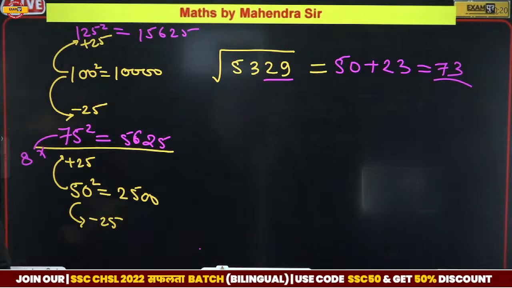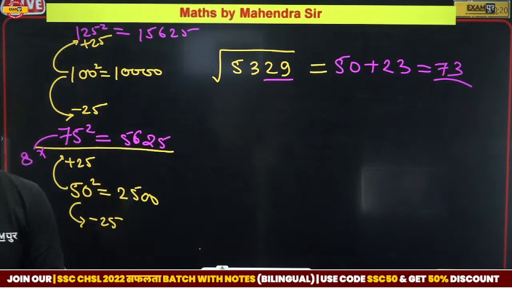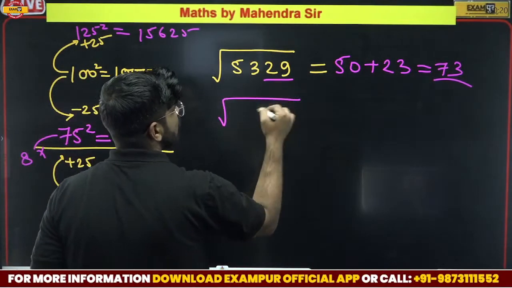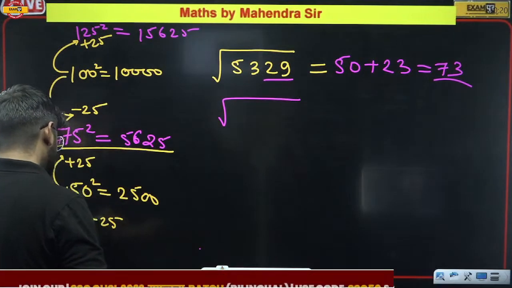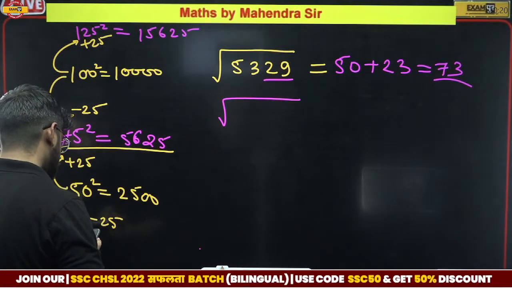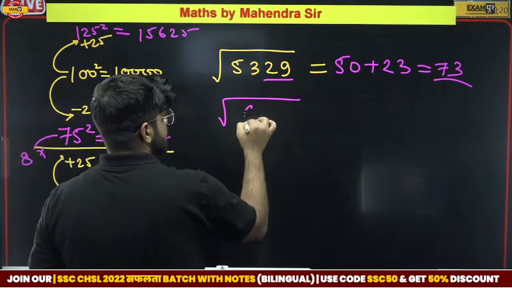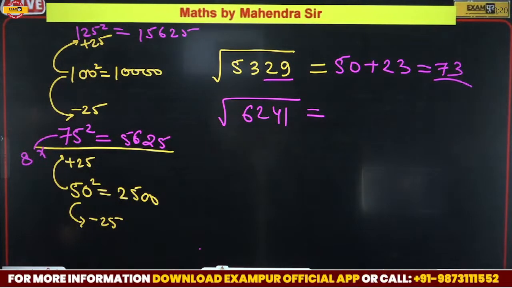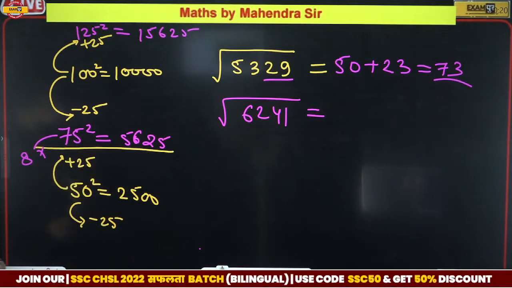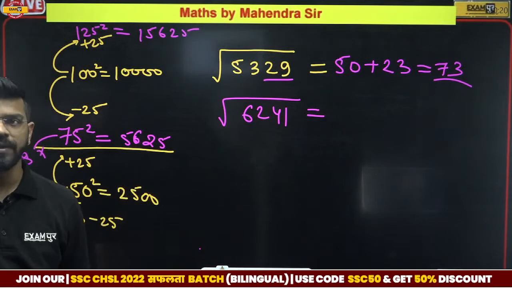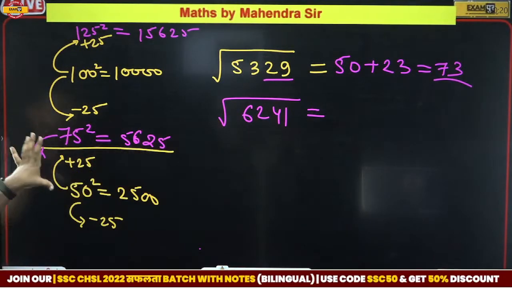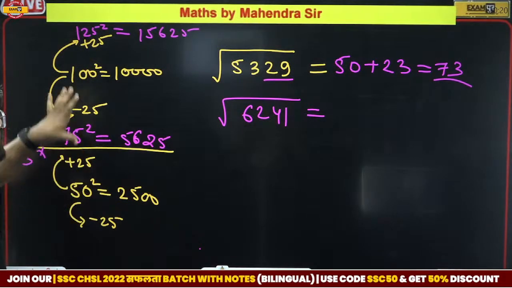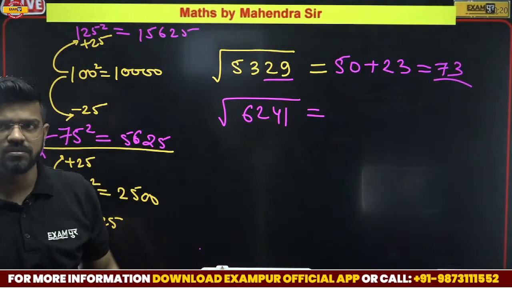Let me take some more squares for you. For this I am using a calculator so that I can give you questions as fast as possible. Suppose I give you 6241. By using this trick that I have just told you, tell me the square root of 6241 by looking at this chart. You should know this chart. Just remember this chart, and above that I will give you more also.